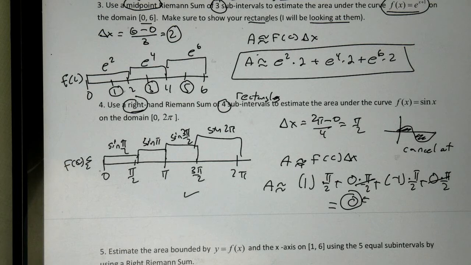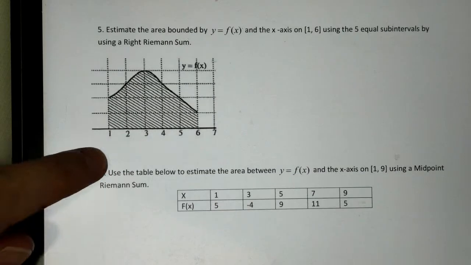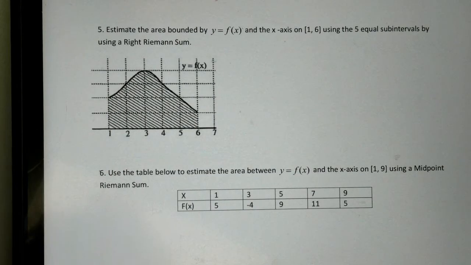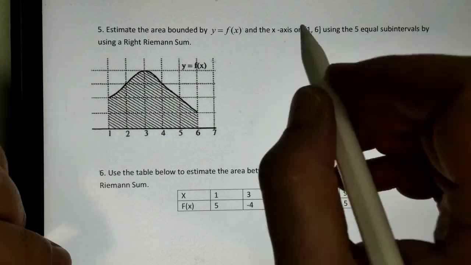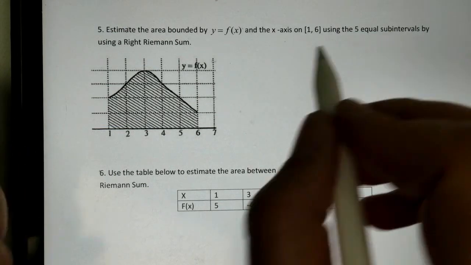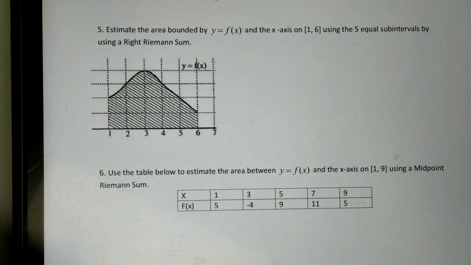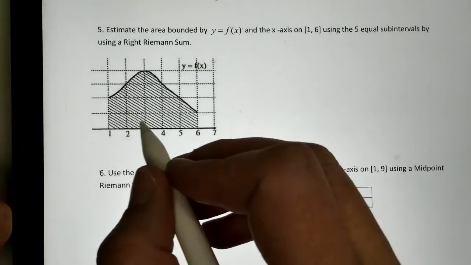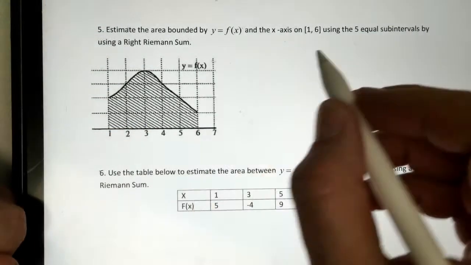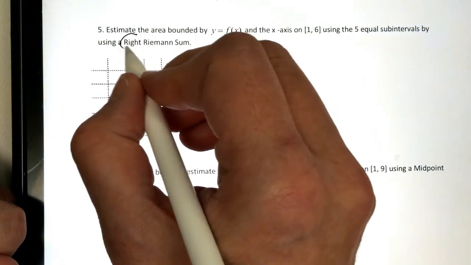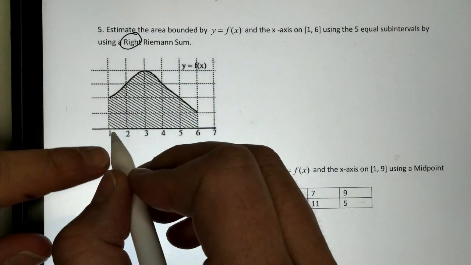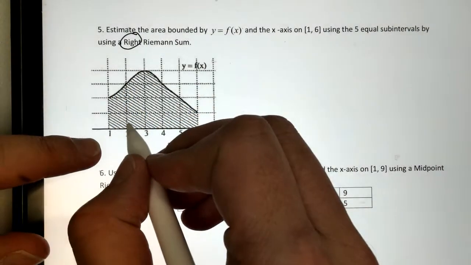All right, so let's go on here real quick. Let's take a look at a graph. Ready? We want to estimate the area underneath this function, bounded by f of x, on 1 to 6 using 5 equal intervals here, using a right Riemann sum. So I'm going to set this up. I kind of got it set up here. I'm just going to use my graph here. So we want to use a right Riemann sum. So between 1 and 2, I'm going to use the right. So take a look here.